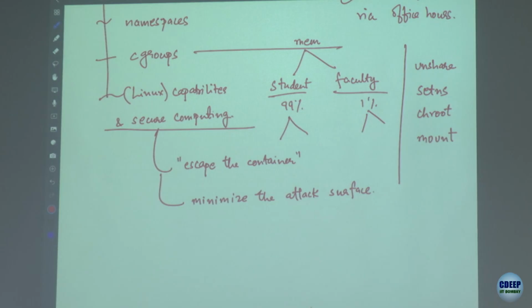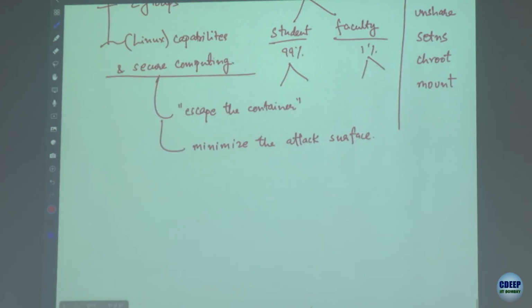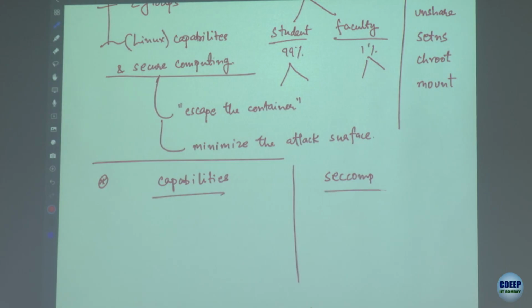Otherwise, containers can do whatever they want to, right? That's not how we want to work with this. So these are two different notions of control that Linux and other OSs also provide with slightly different names. So this is called seccomp and what are called capabilities.